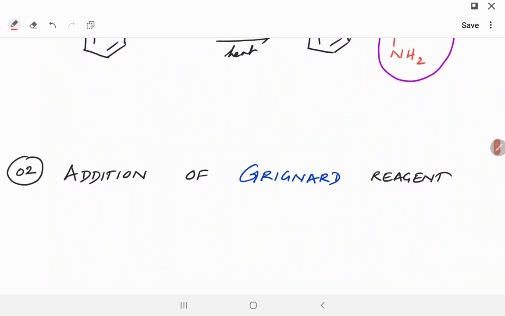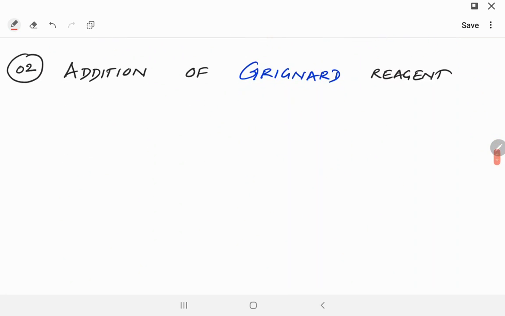All right, so the second reaction that we are going to talk about is the addition of Grignard reagent. I'm pretty sure you are already familiar with this reaction from before. Okay, you're already familiar with this reaction.